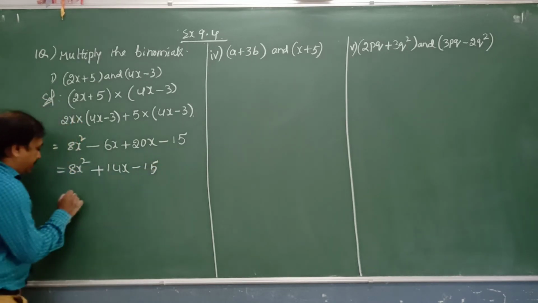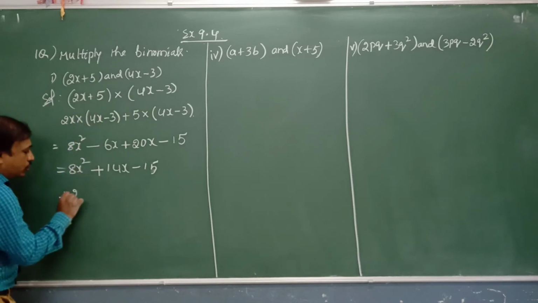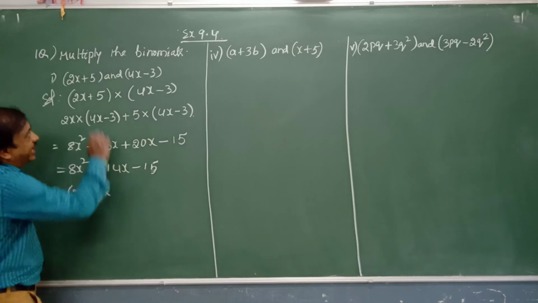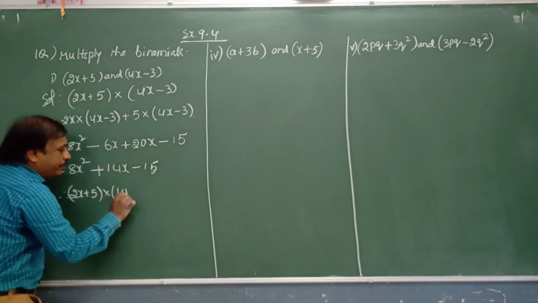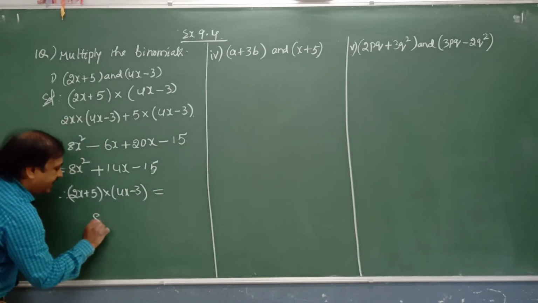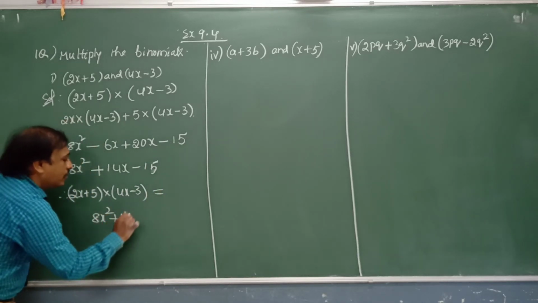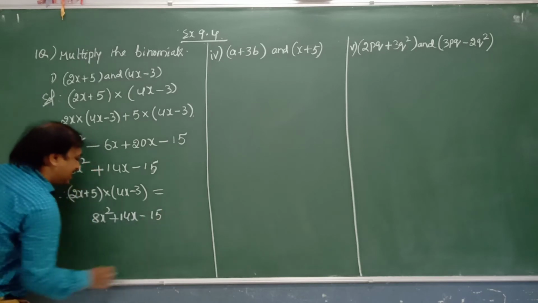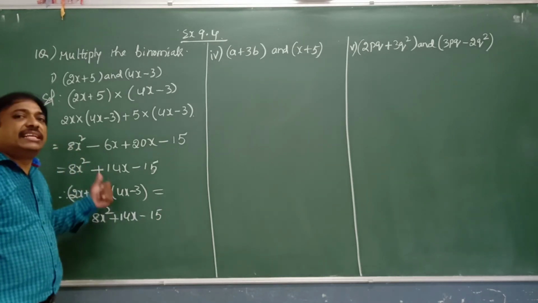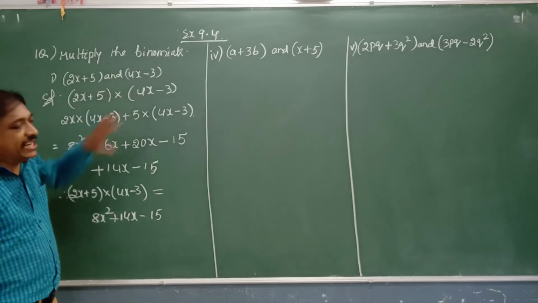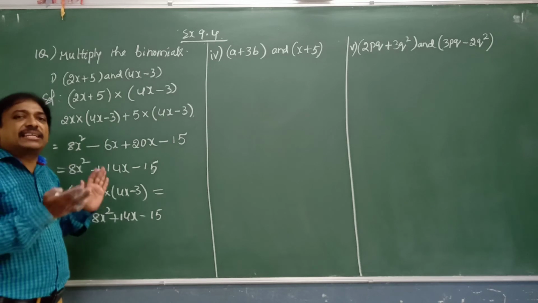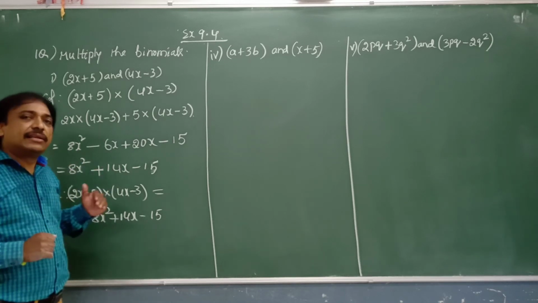Therefore the product 2x plus 5 into 4x minus 3 is equal to 8x square plus 14x minus 15. I hope you understood how to add the like terms in the product that you obtain, how to add and subtract them.